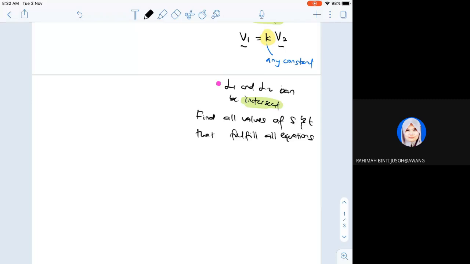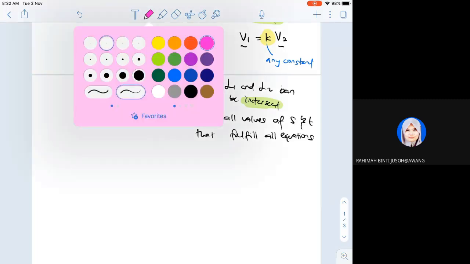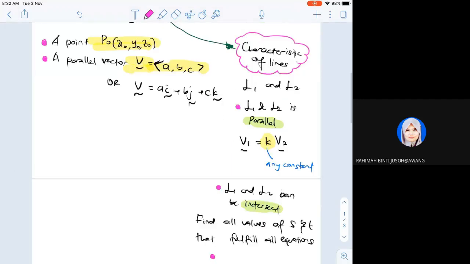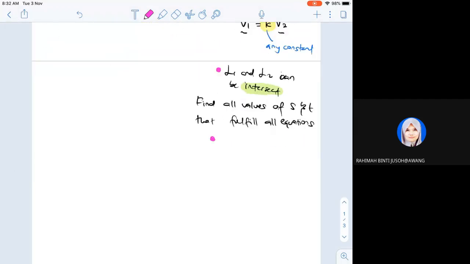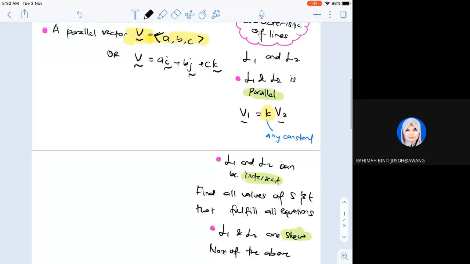And then number 3, L1 and L2 are skew. What does it mean by skew? Skew means none of the above. Dia tak intersect, dia tak parallel.